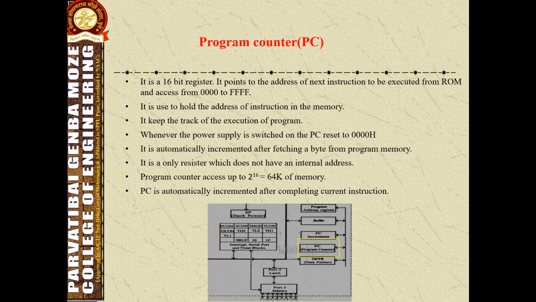For example, the accumulator has a particular address and register B has a particular address, but the program counter itself does not have any address. So this is the block diagram I have shown. This rectangular block shows the area where the program counter is placed. So let's see next.